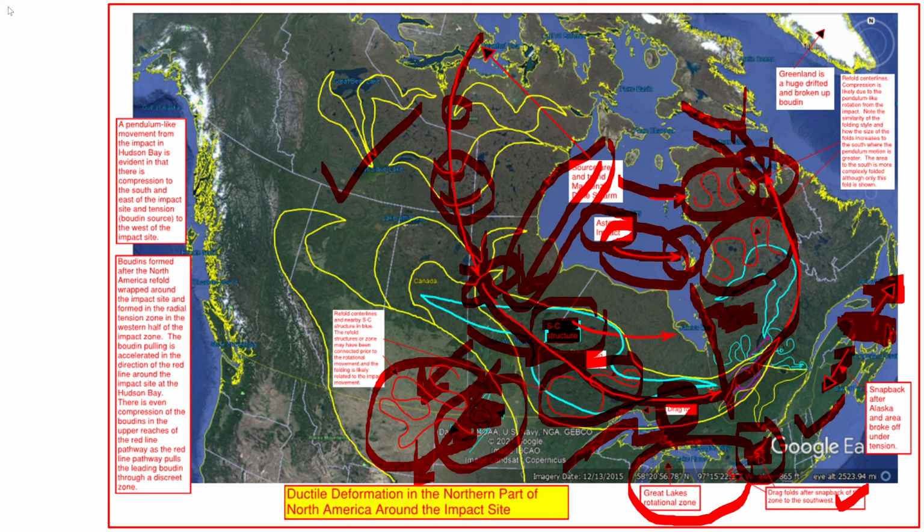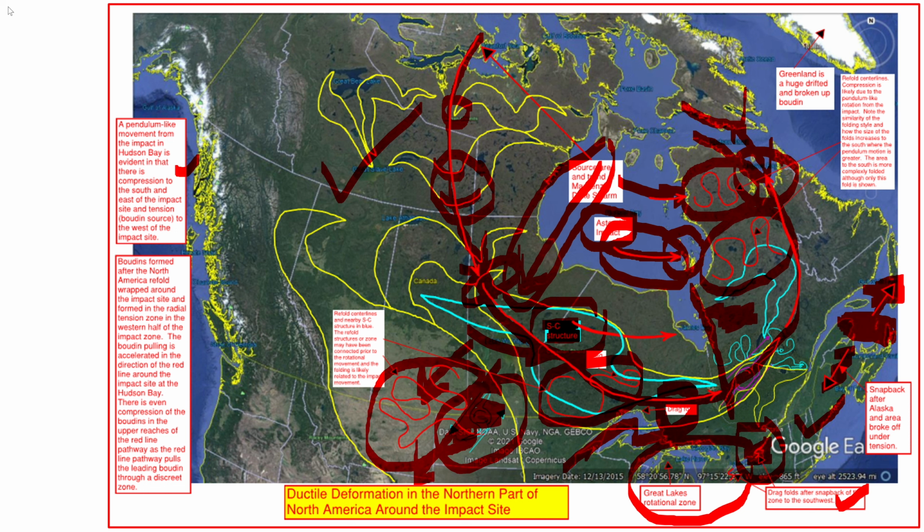And there's internal features too that we discussed that show there was in fact tension and then compression of that East Coast subdivision of the North America Refold. So let me read these text boxes quickly, just to reiterate. A pendulum-like movement from the impact in Hudson Bay is evident in that there is compression to the south and east of the impact site and tension Boudin sources to the west of the impact site.